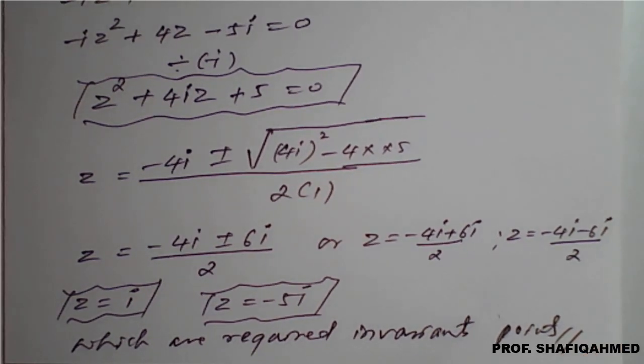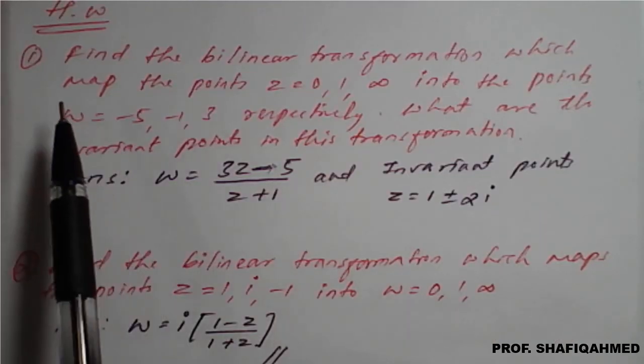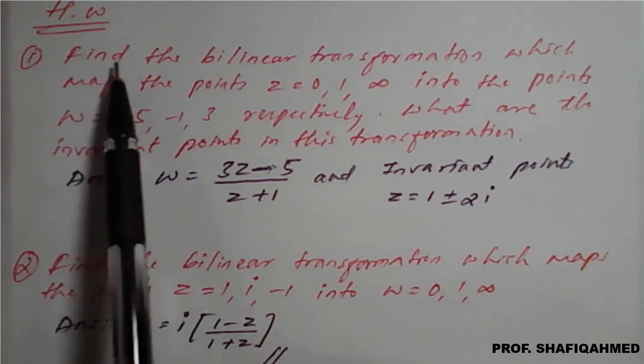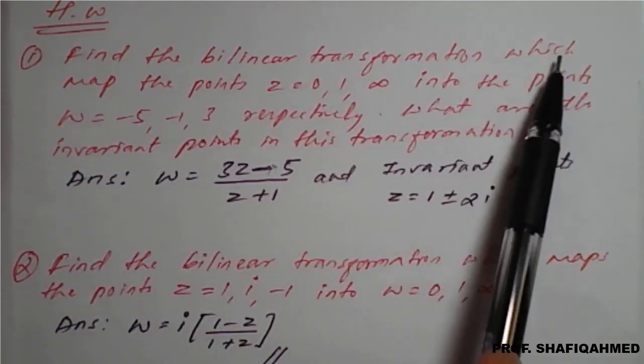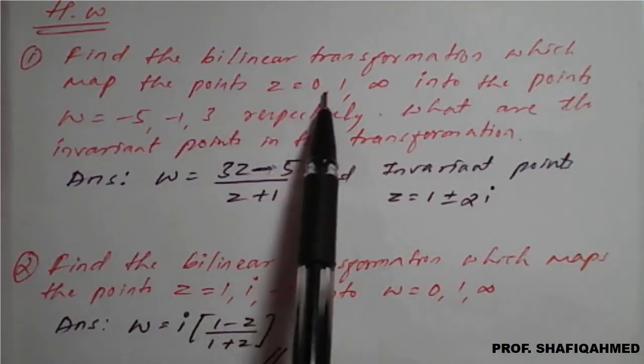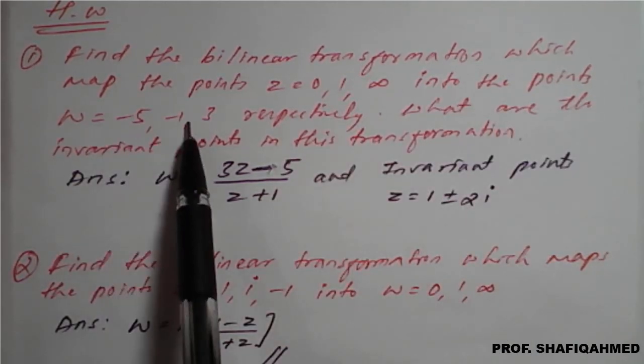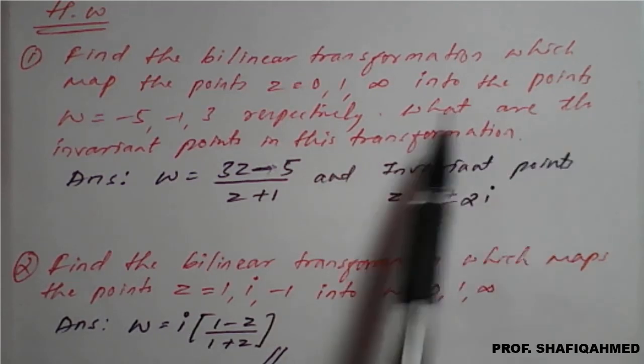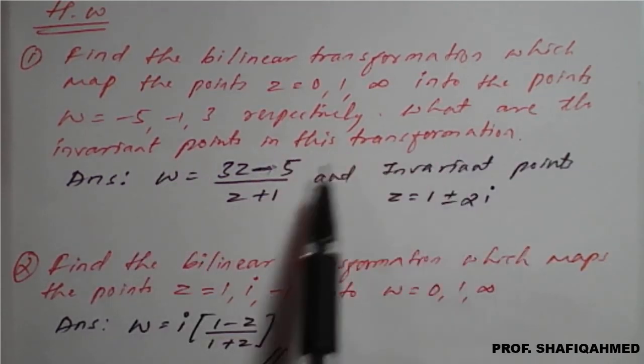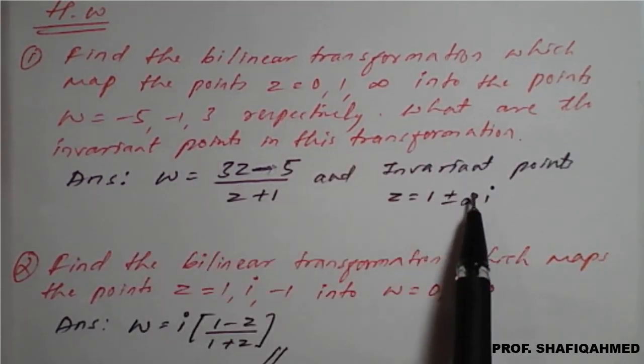A few more examples I will show as homework, you work them out and check. These are the problems here. The first problem is to find the bilinear transformation which maps the points z is equal to 0, 1, infinity into the points w is equal to minus 5, minus 1, 3 respectively. What are the invariant points in this transformation? I have given the answer as well as the invariant points.